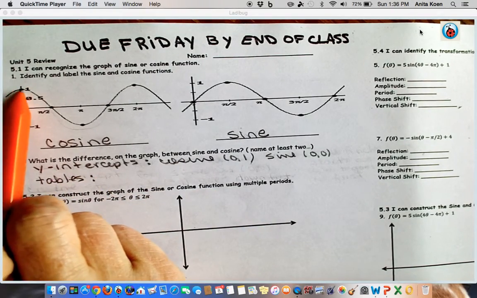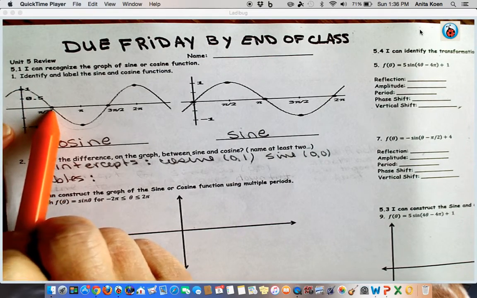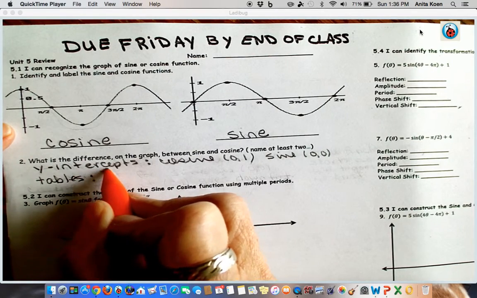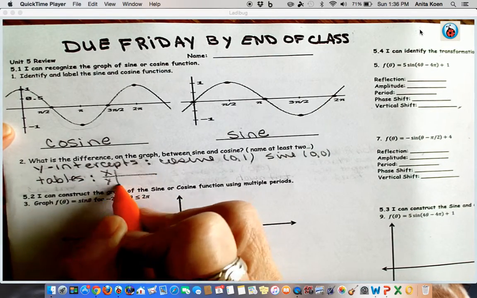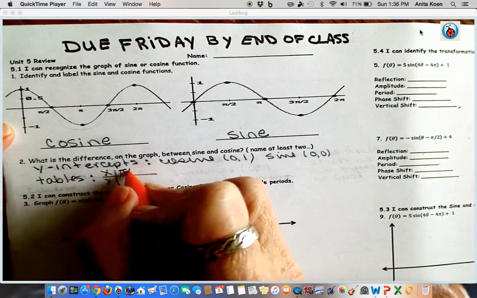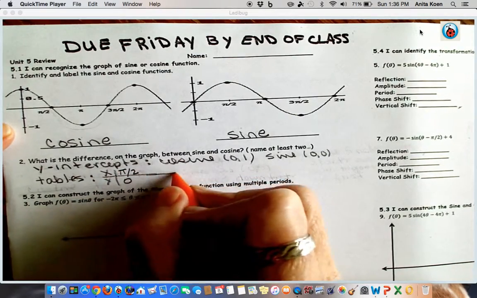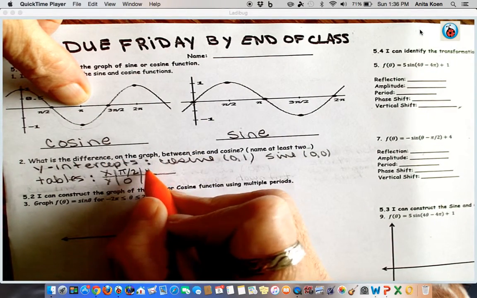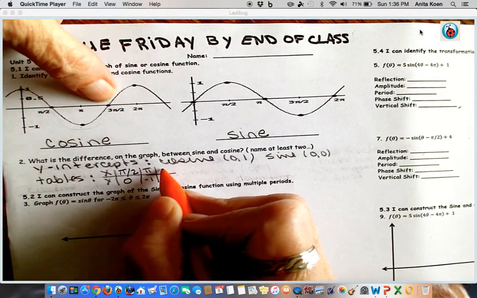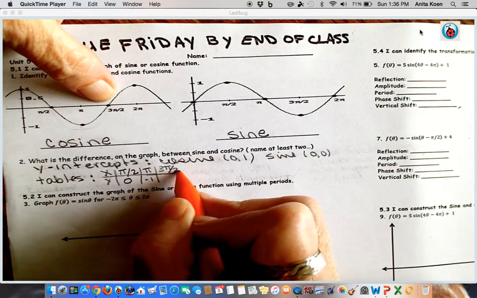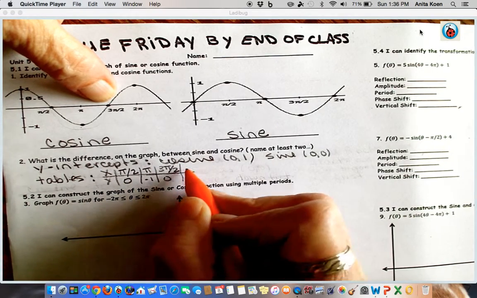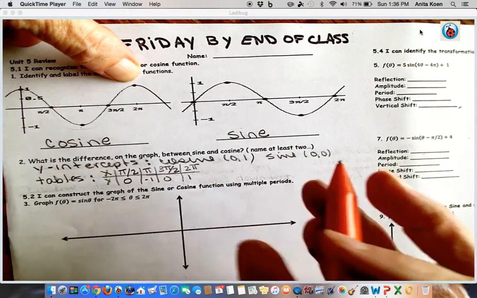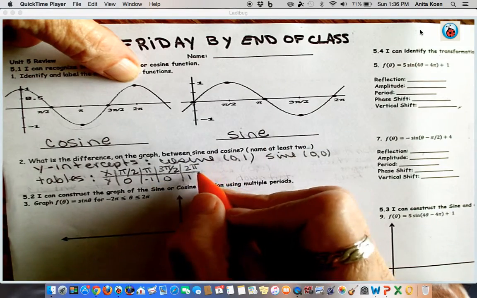The cosine starts at (0, 1) and goes down to, and I'm going to make my table go this way, pi over 2, 0. Then pi, negative 1. Then 3 pi over 2, 0. And 2 pi, 1. Okay, that's my cosine function.